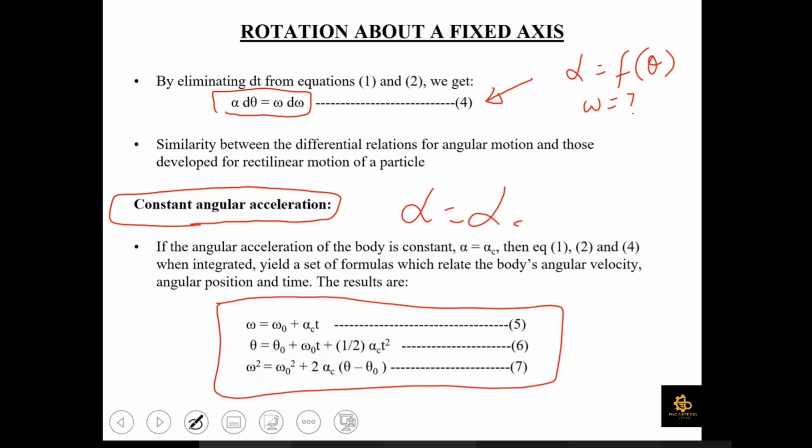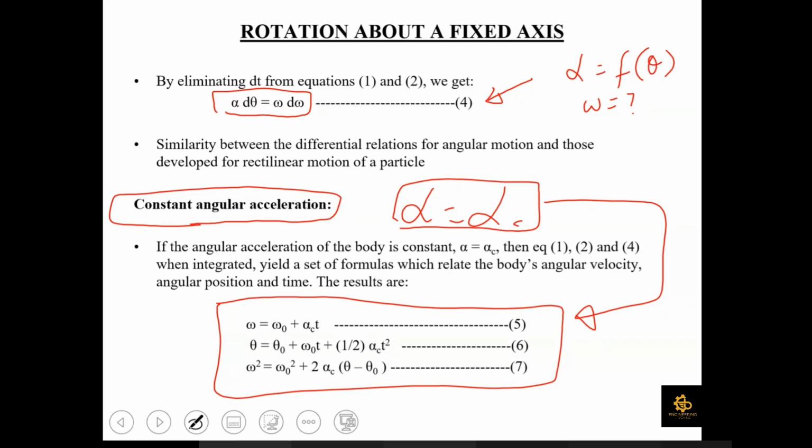Now the similarity between these equations and the equations for constant acceleration is that wherever you found v, those equations replace that v by omega. Similarly, replace s by theta and a by alpha, and then you are going to get the equations for constant angular acceleration for a rigid body, which are equations 5, 6 and 7. So whenever a rigid body is rotating with constant angular acceleration, you are going to use directly these equations 5, 6 and 7 for analysis.